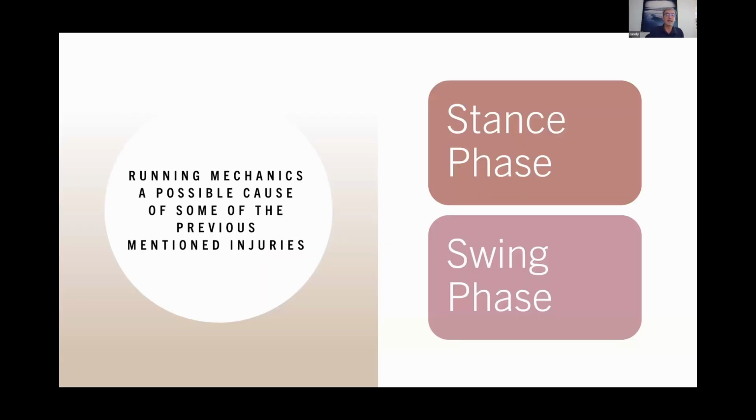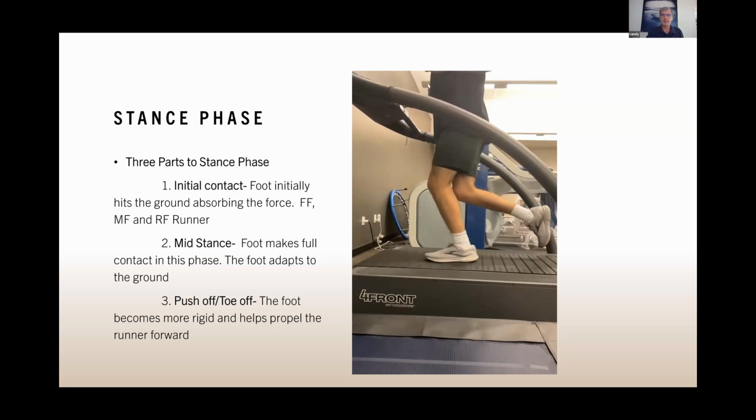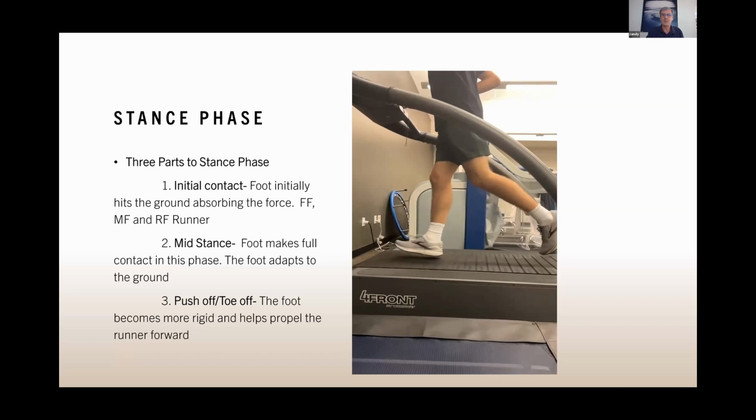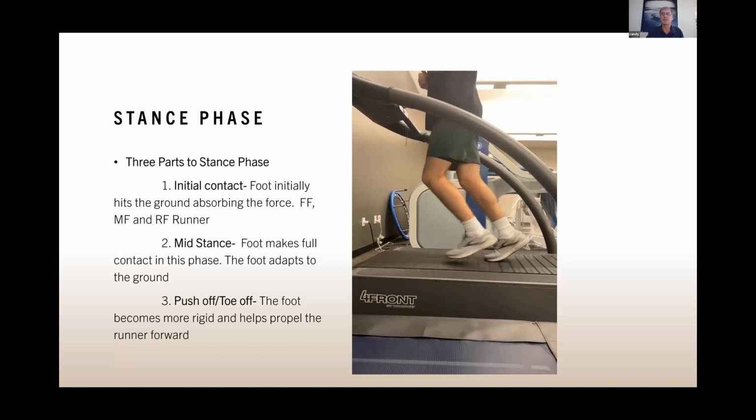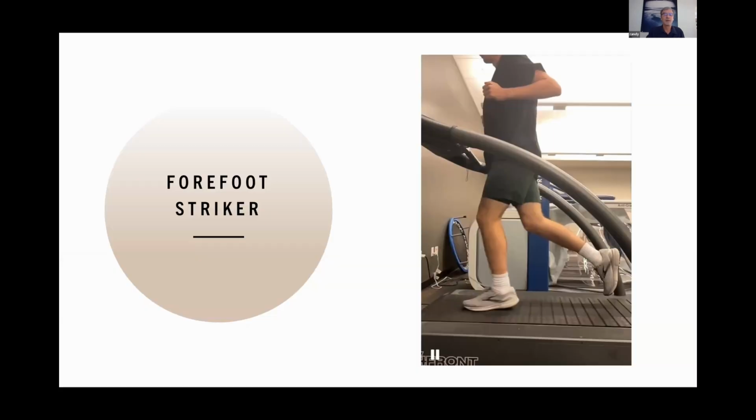When we look at the running mechanics, we look at two different phases, the stance phase and the swing phase. The stance phase is broken down into three different parts as well: initial contact, mid stance, and toe push off. Here, that's initial contact just as his foot hits the ground. And then when his right foot's underneath him, that's mid stance, and that's toe off there. So those are the three different parts of the stance phase.